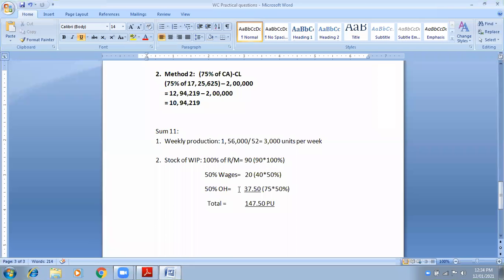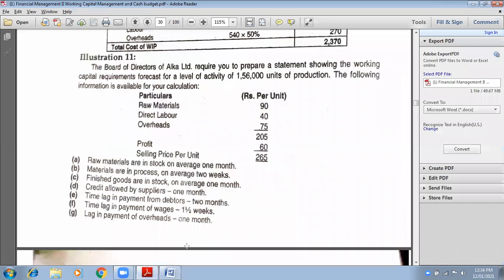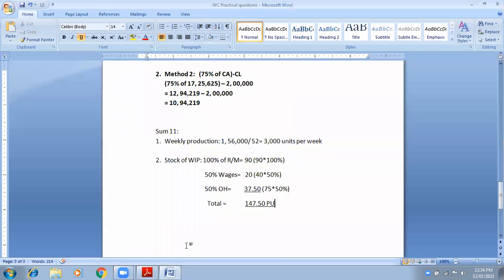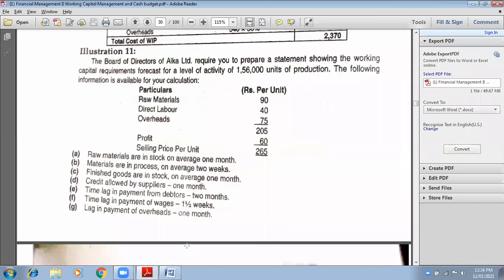Okay. So come to the statement. Now write down stock of WIP in current assets. Tell me what is the rate? 147.50. And what is the period? Look at the question. You will come to know. 2 weeks. Very good. And how many units are there? 3000. So 3000 into 2 weeks into 147.50 per unit. So what is your answer?